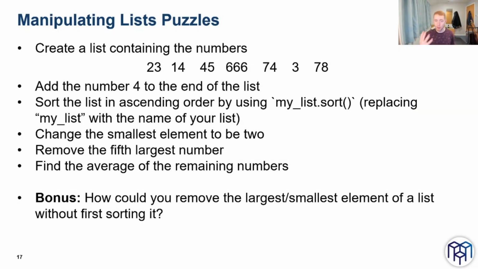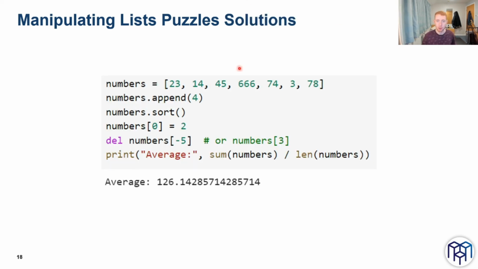Okay, so quite a few things to look at there, but we'll break it down bit by bit. We start by defining the list of numbers at the top there, so something like this, just separating them all by commas. We then add on the number 4 by using this dot append, and then we use this dot sort method to order things. This is going to take the list of numbers and sort them in ascending order.